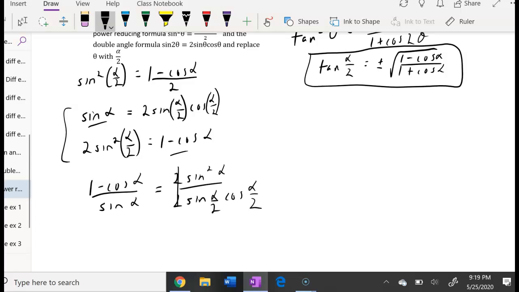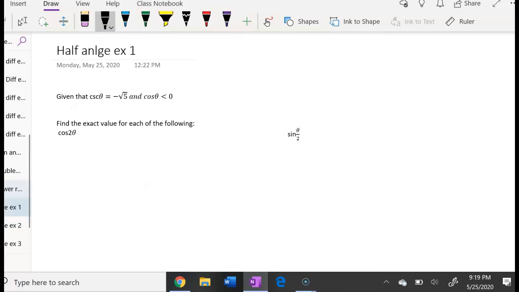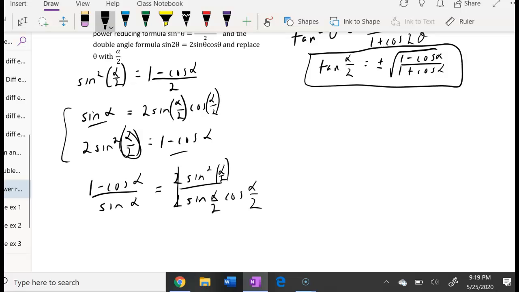This is supposed to cancel right here, but I forgot to include the alpha over 2, so this alpha over 2 right here is supposed to be here also. So now we have the same thing, sine squared over the sine of the same angle. Let me bring that back. And so one of these cancels with this whole thing.